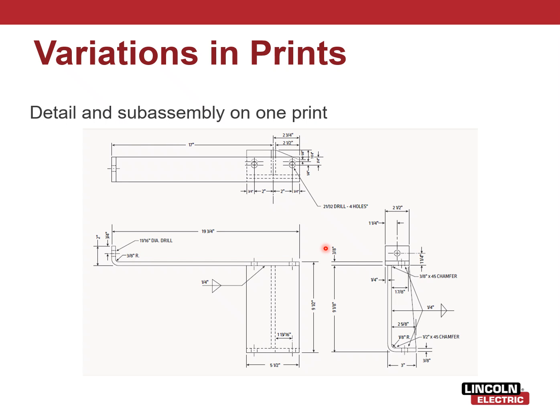Here's a more detailed example, but the same principle: detail and subassembly on one print. This is a good example of how we can go from a simple part to getting a little more information. We've got more holes, more tolerances, more welding, more chamfers. At a certain point, it's not really worth having this much information on a print. It's up to the drafters and designers to figure out. At this point, we need to separate these because there's just too much information on this one print.